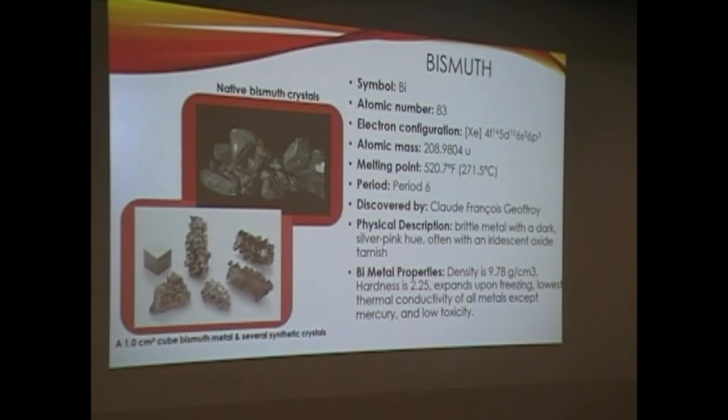And it was actually identified and discovered in the 17th century, although it had been known since antiquity, but it wasn't chemically isolated. It's a brittle metal with a dark hue, and that's its oxide, which we'll talk about. Density is 9.8 grams per cubic centimeter, so it's fairly dense. It's much more dense than iron, and similar to copper. I don't think quite as dense as silver, but anyway. And again, it expands on freezing. So it has very low thermal conductivity.